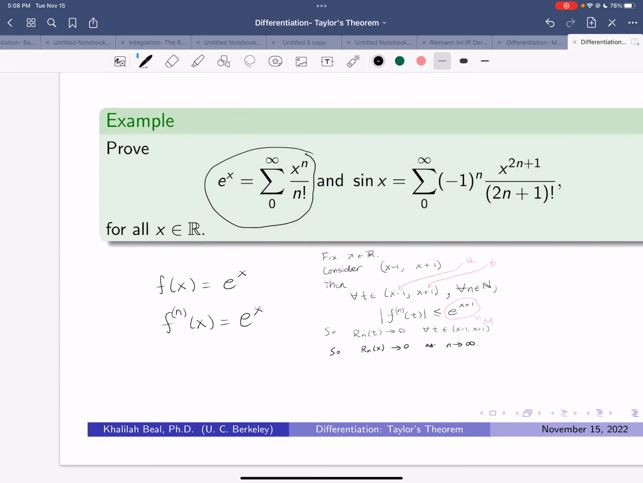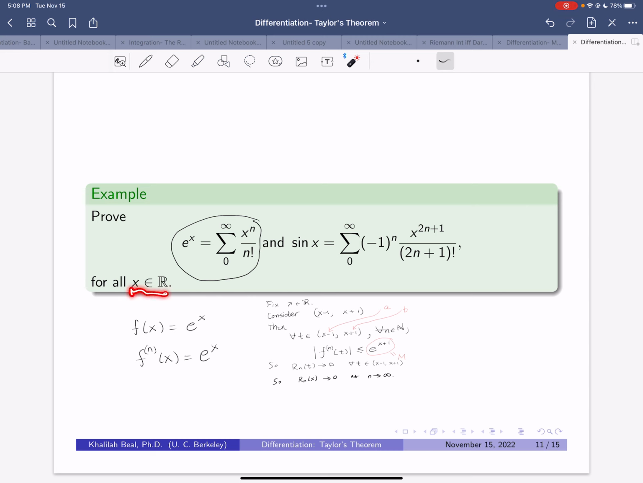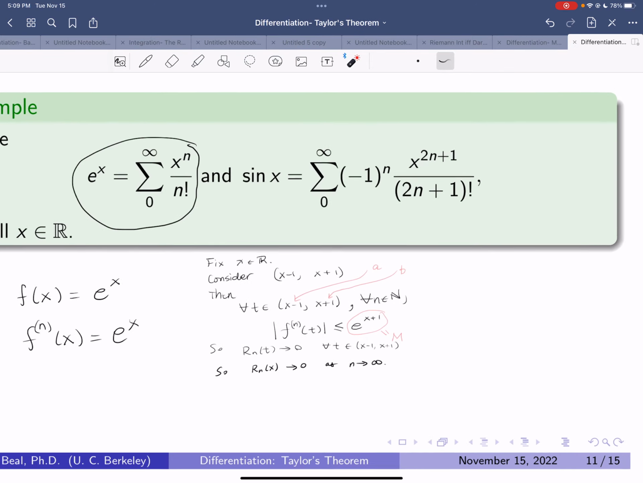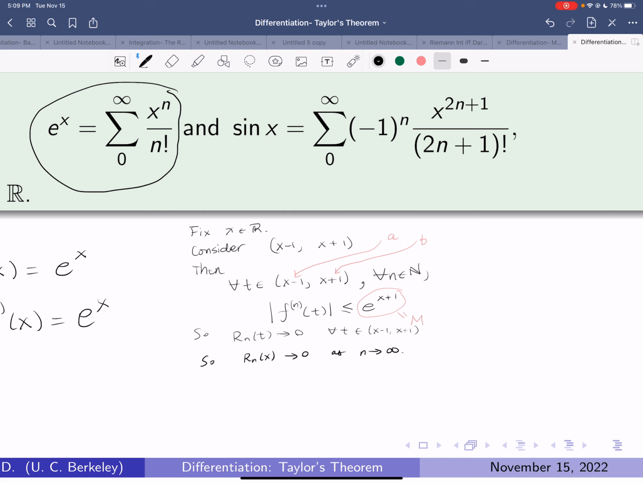Okay, so I'm able to give a result for each x and r by simply considering an interval that x belongs to. Fix x, look at it as part of some bounded interval. Now I have an upper bound on all of my derivatives on that bounded interval, right? And so now my R_n is going to go to 0. So that means that my power series is actually equal to e to the x.